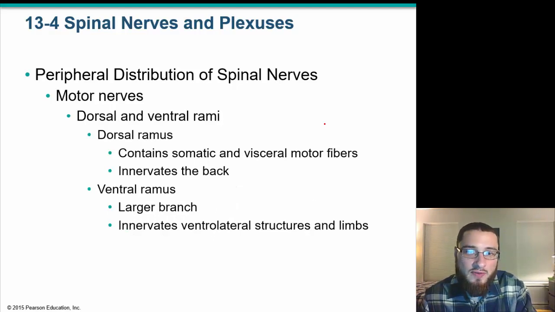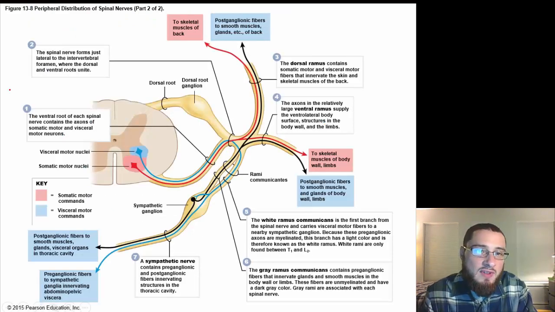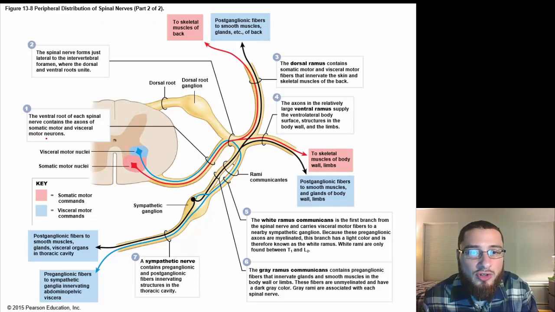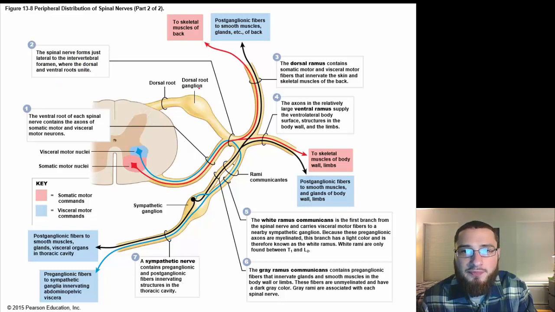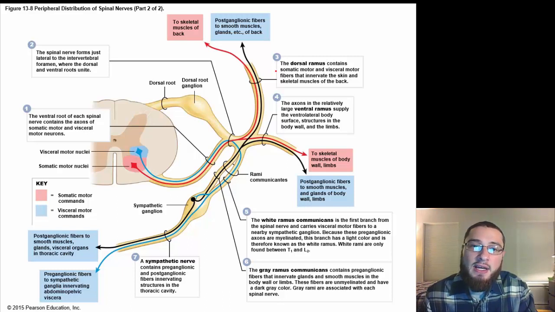Motor nerves have the dorsal and the ventral rami. Dorsal ramus contains somatic and visceral motor fibers, and the ventral ramus is going to innervate ventrolateral structures and limbs. So here you see that the ventral root of each spinal nerve contains the axons of somatic motor and visceral motor neurons. Okay, and then the spinal nerve forms just lateral to the intervertebral foramen where the dorsal and ventral roots unite. Dorsal ramus is going to contain somatic motor and visceral motor fibers that innervate the skin and skeletal muscles of the back.